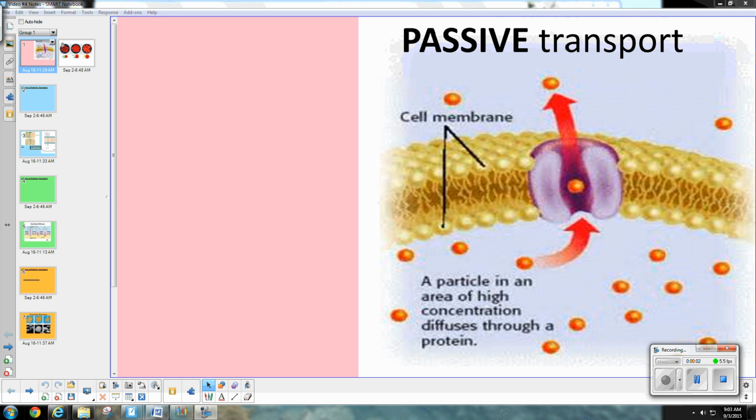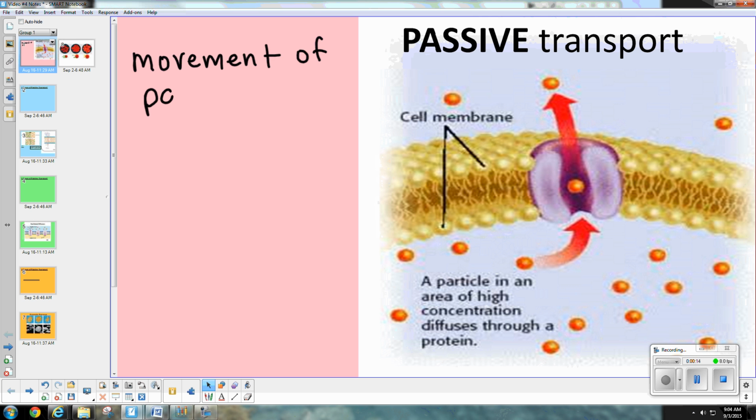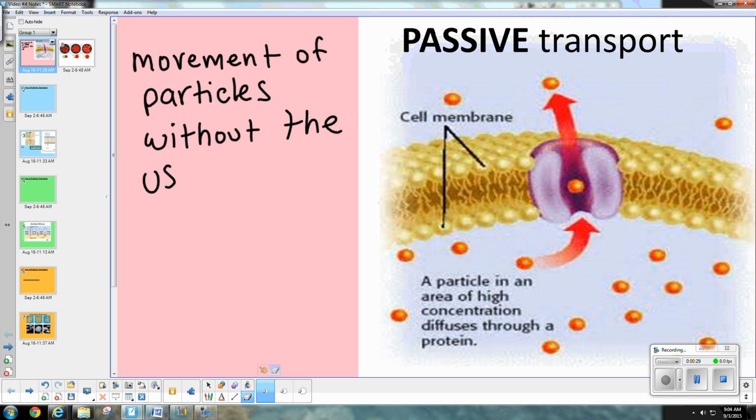In this video, we're going to be working with one particular cell process known as passive transport. Now, passive transport is simply the movement of particles. So we're thinking about moving across that cell membrane that our last video was about without, and this is the key, without the use of energy. So we're moving particles across that cell membrane, but we need no energy.